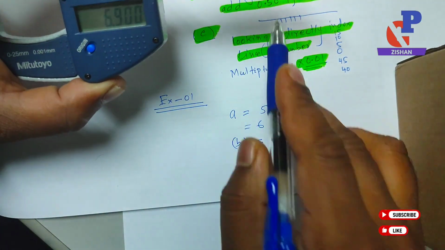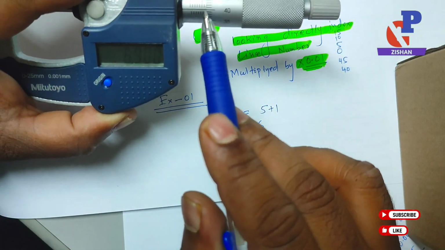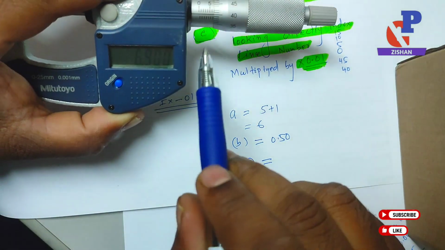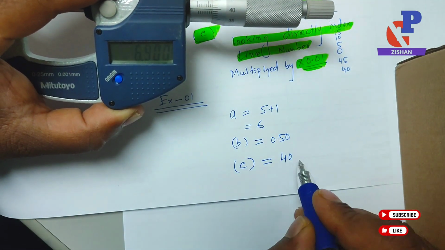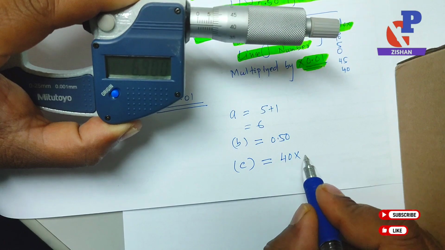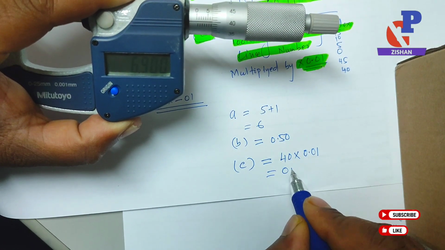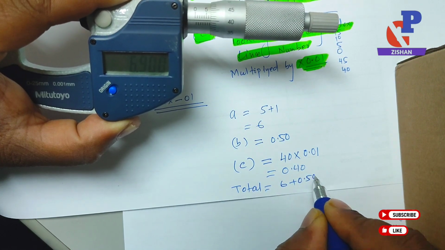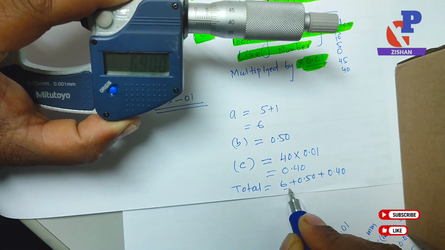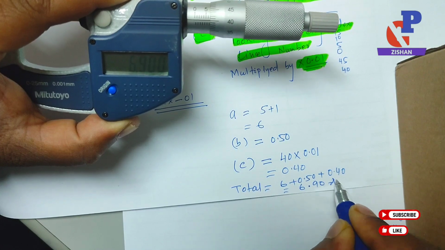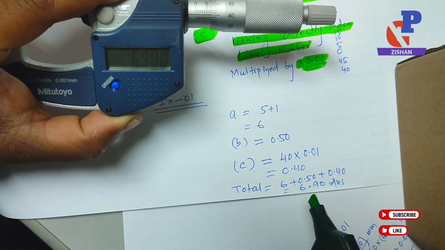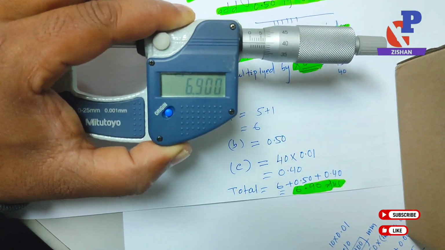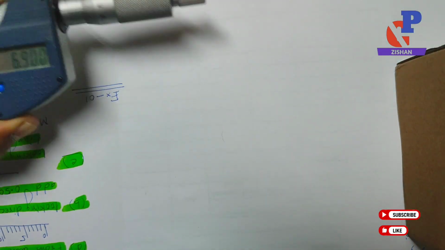In B we have to check the below index line data. Is there any line? We have to add 0.50. There is a line, that's why we add 0.50. In C we have to check the index line number. As you see, there is a 40, so 40 multiplied by 0.01. After that, for the total we add all three numbers: 6 plus 0.50 plus 0.40, that means all is calculated to 6.900. It is exactly matching with our digital display number. That means our data is good.